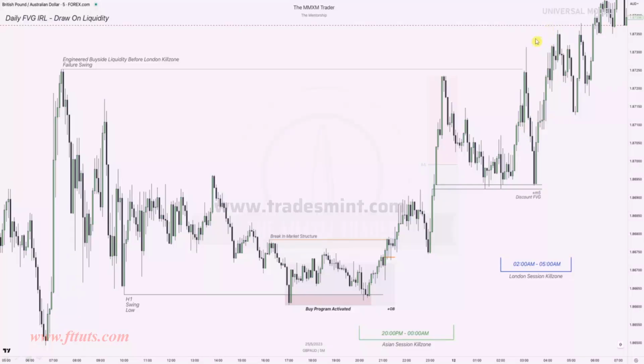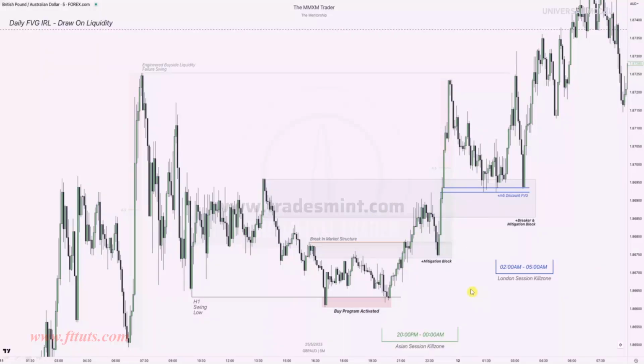To continue up higher, you could have gotten in at the start of the kill zone, right? And then a partial above buy side liquidity is always smart to do, and it even comes back one more time around 4 a.m. to continue up and reach our long-term perspective target, right? That drawn liquidity, the daily fair value gap.